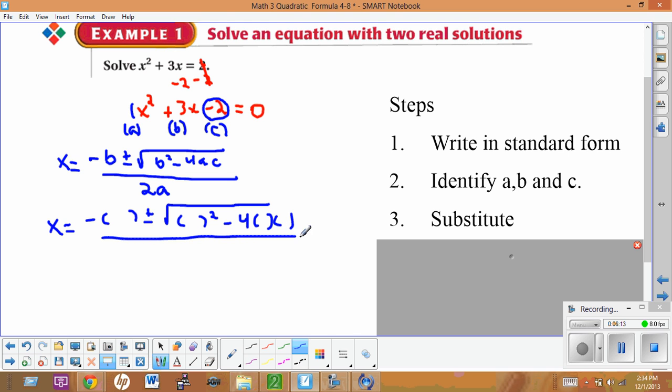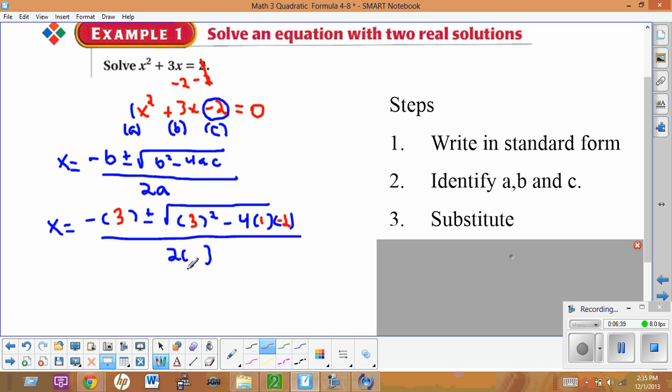There we go. And with a quick substitution, let's see. Opposite of b, b is 3. Plus or minus the square root of b squared, so that would be 3 again. Minus 4 times a, a is 1, times c, and c is -2. Let's see if I can get that in there. All divided by 2 times a, and a is 1.